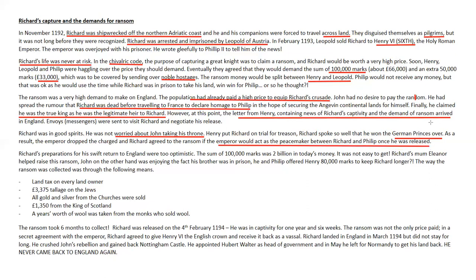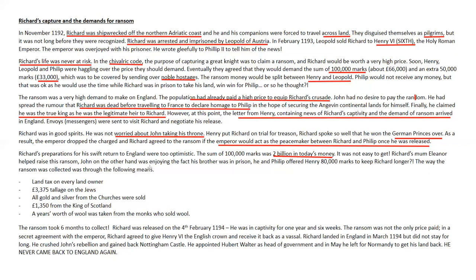So Richard said, okay, we'll pay the ransom as long as you help me with Philip when I'm out. Now, the problem was Richard thought this could be done very quickly. 100,000 marks was 2 billion in today's money. It wasn't easy to get. So Richard's mum, Eleanor of Aquitaine, helped raise the ransom.